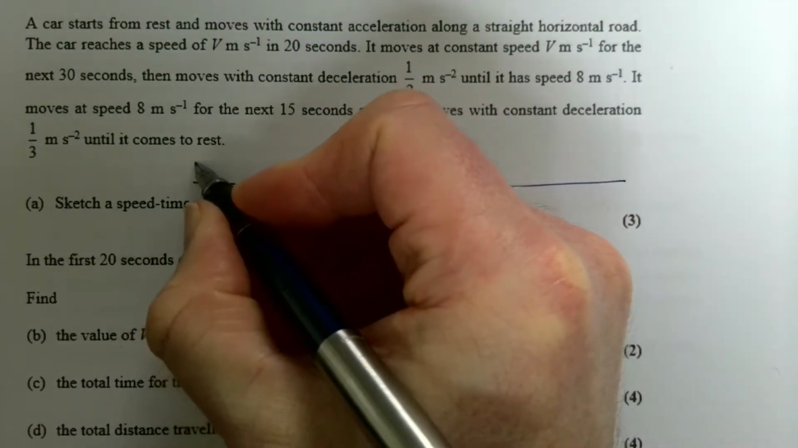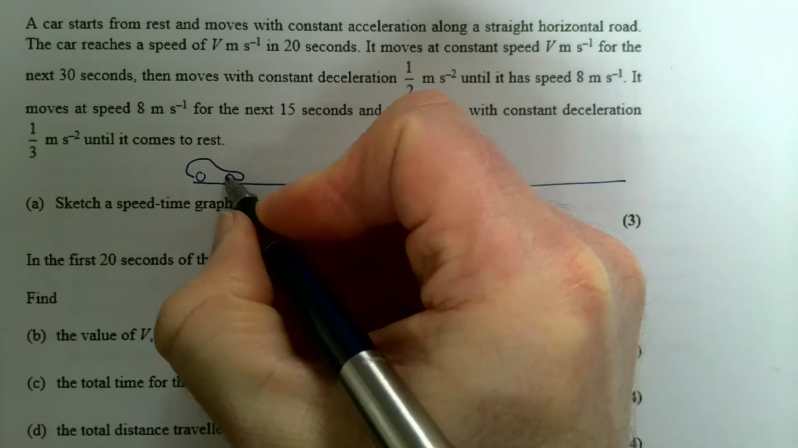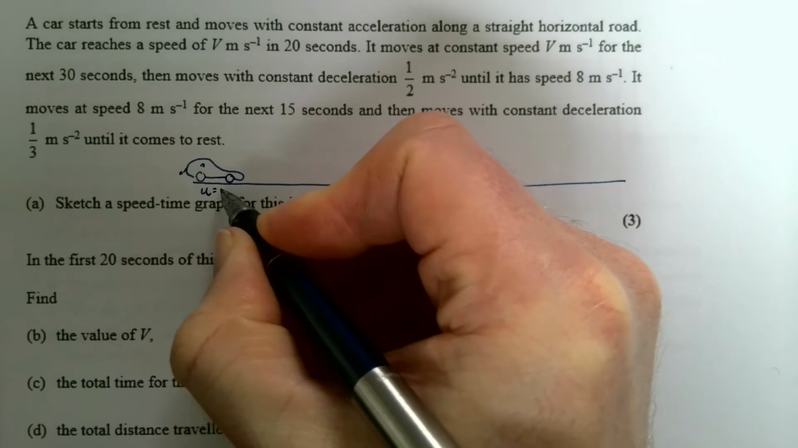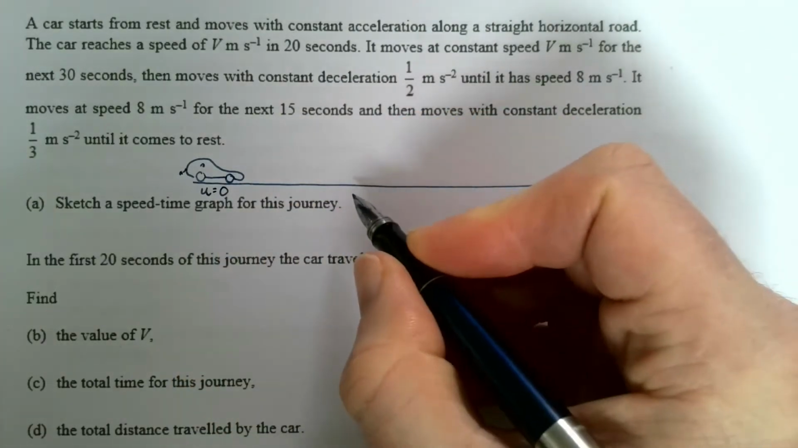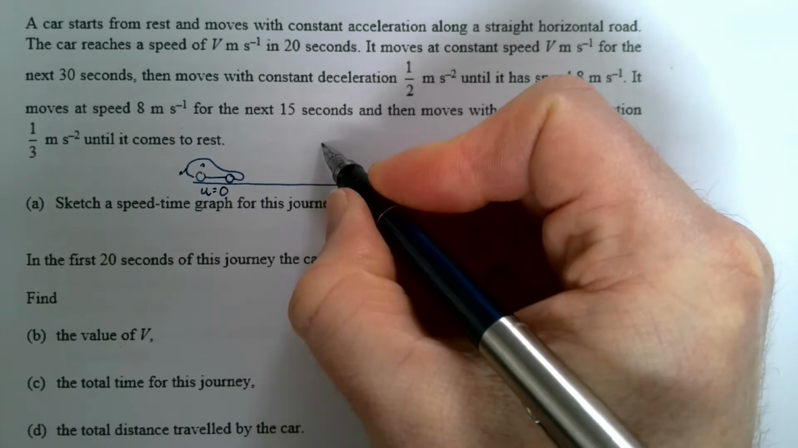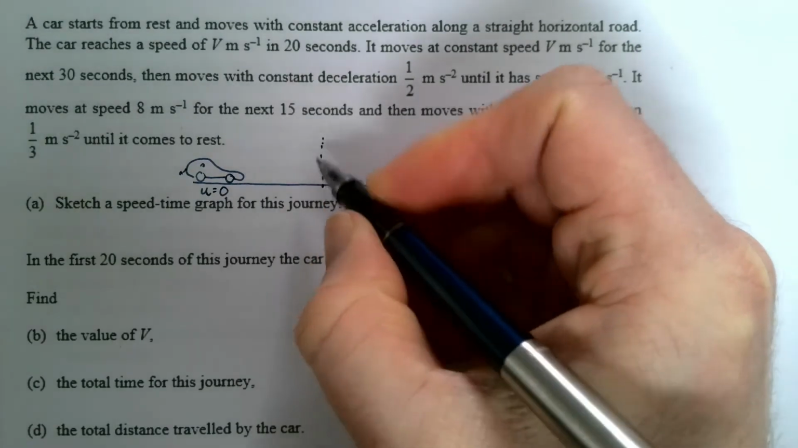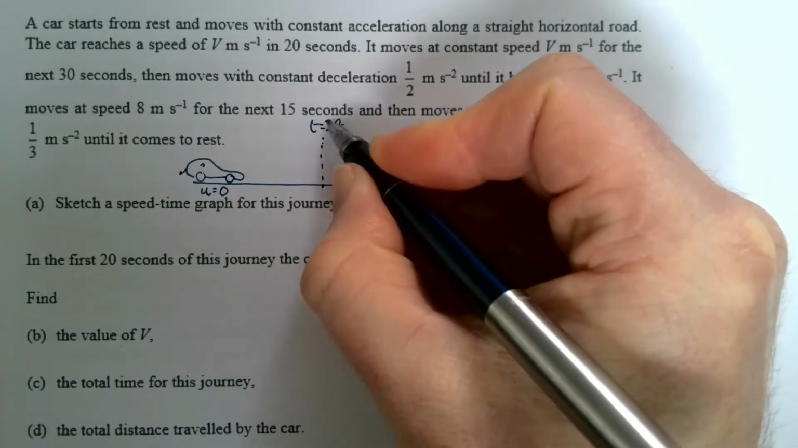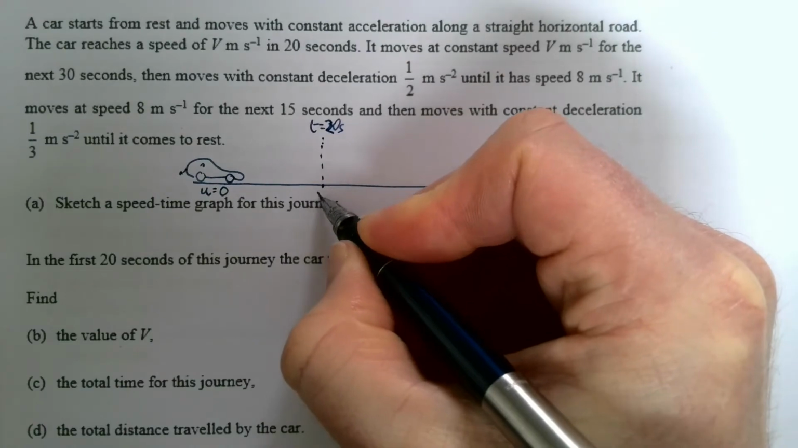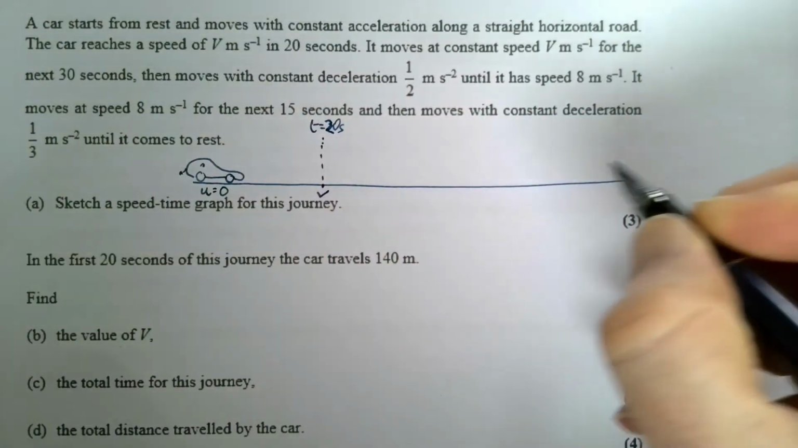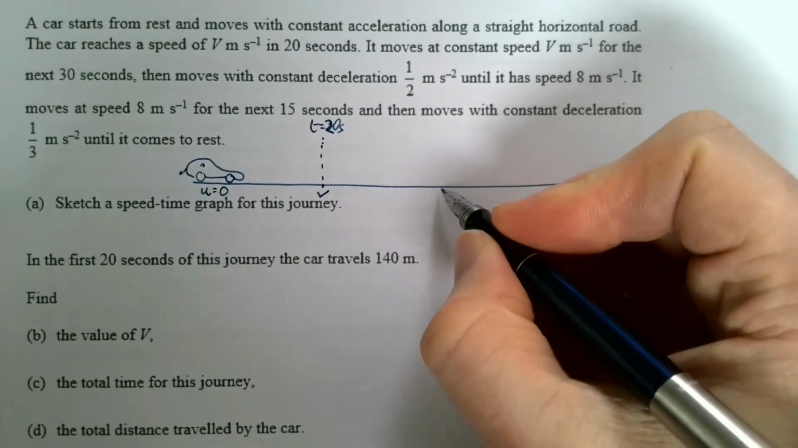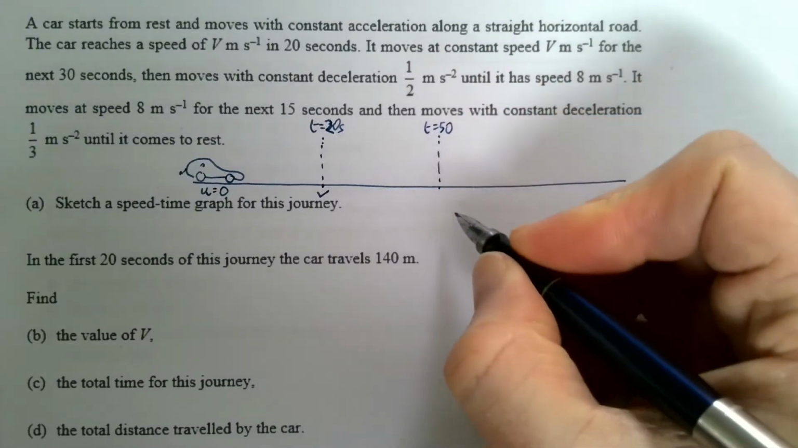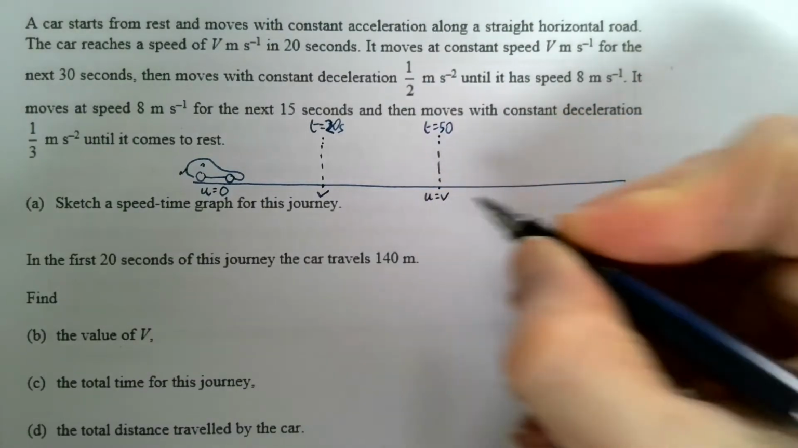So we've got a car, and we know its initial velocity is 0 because it starts from rest, and then in 20 seconds it's going to reach v velocity. So I'm going to put time equals 20 seconds there, and just going to put v there to show that that's the speed it's going. Then we're going to have a gap of another 30 seconds. So at t equals 50, the velocity is still the same.